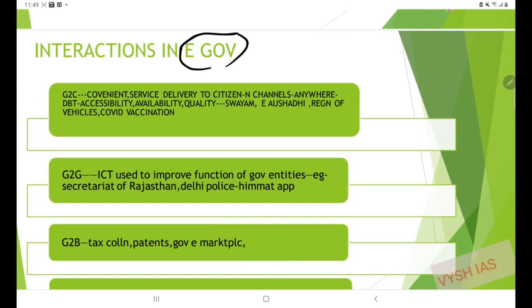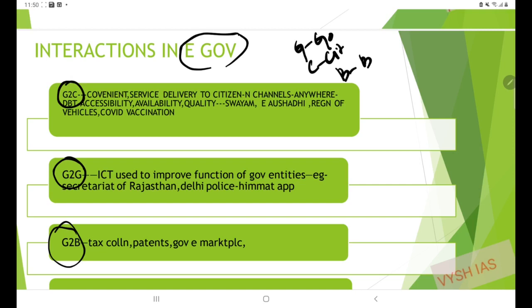What are the interactions taking place over e-government? So we are having three components, G2C, G2G and G2B. G means government, C means citizen and B means business. So G2C, what is happening? That means what are the interactions taking place between government and citizen.